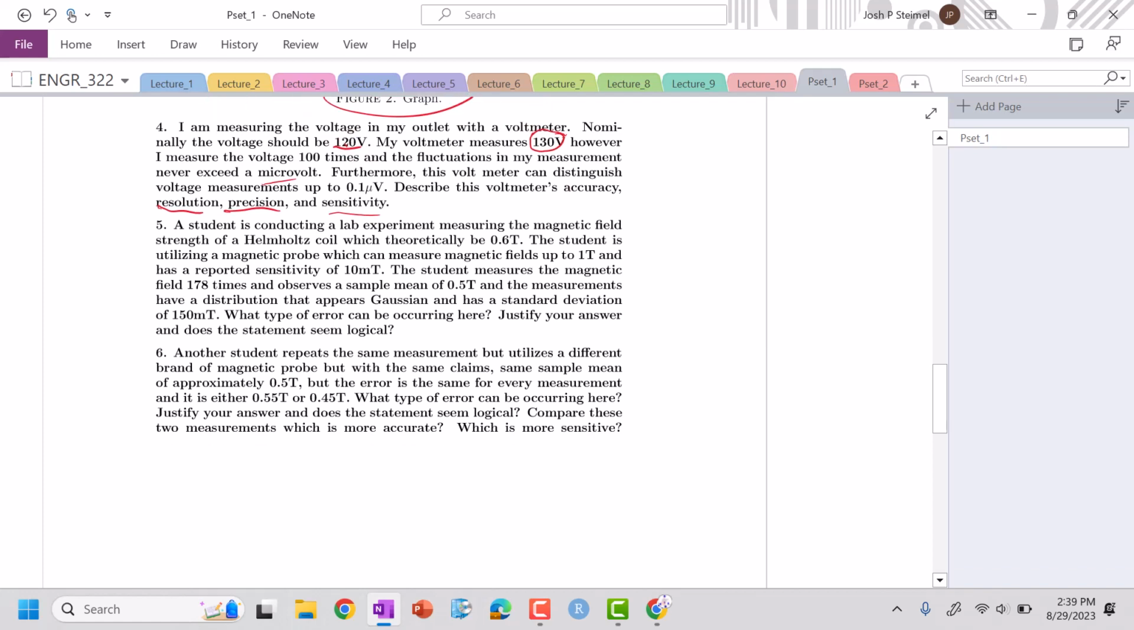So a student is conducting a lab experiment, measuring the magnetic field strength of a Helmholtz coil, which should be measuring 0.6 Teslas. The student uses a magnetic probe, measures the magnetic field up to 1 Tesla.